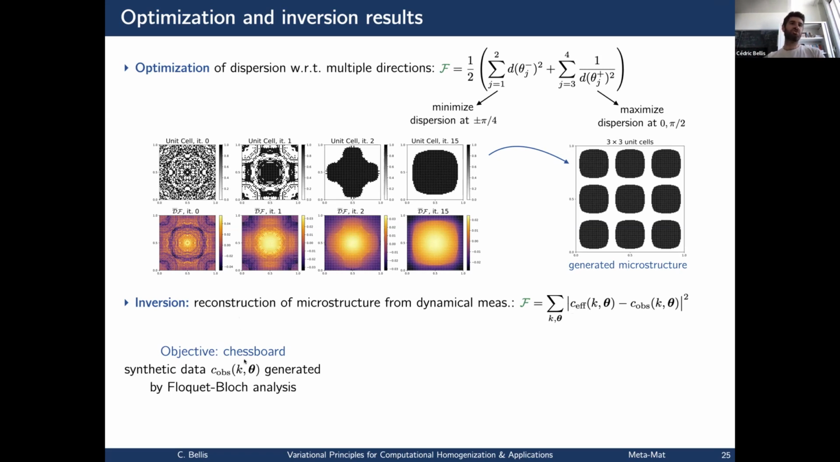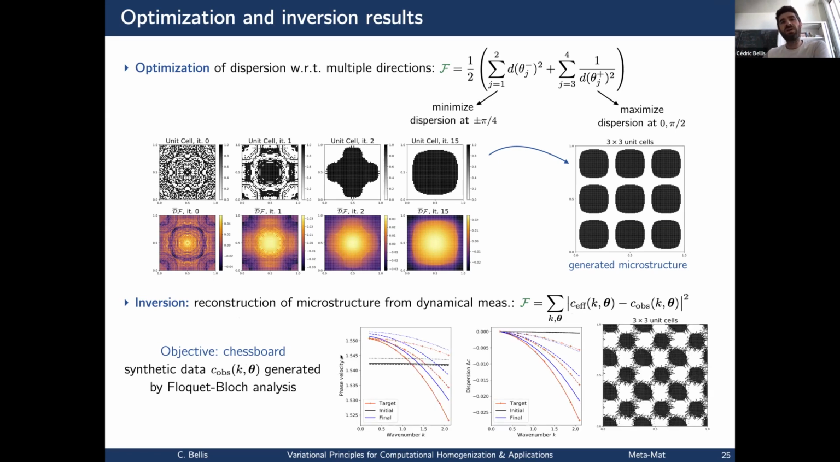We considered a chessboard for which we generated some synthetic data using Floquet-Bloch analysis. And then we try to fit this data. So we try to fit the phase velocity and the dispersion for a number of wave numbers. And after a few iterations using the proposed methodology, we converge to this identified microstructure, given that we've started from a chessboard. Okay, so a reconstruction of a microstructure from dynamical macroscopic observables.